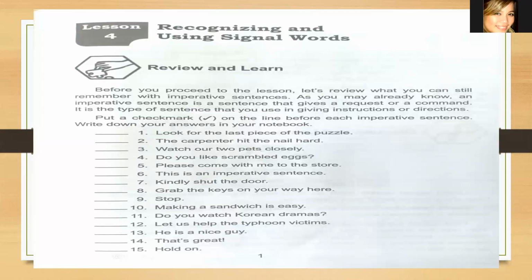Okay. If your answer is check, very good. That is a command. Look for the last piece of the puzzle. Gisugo ka para pangitaon ang last piece sa puzzle. So that is a check. Kung nakakuha mo, ana, very good.